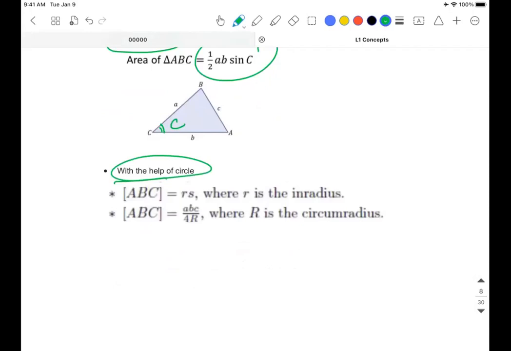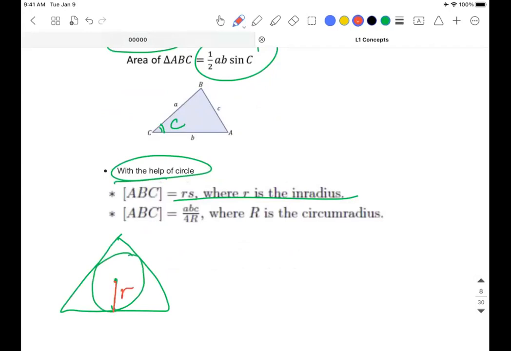The first one is rs. If I have a triangle, I have an incircle. The incircle has a radius equal to small r. s is half of the perimeter. Half of the perimeter, this is s. So the triangle's area is going to be r times s: the incircle's radius times half of the perimeter.